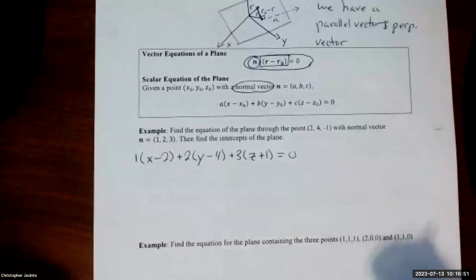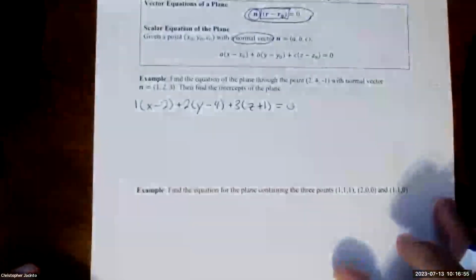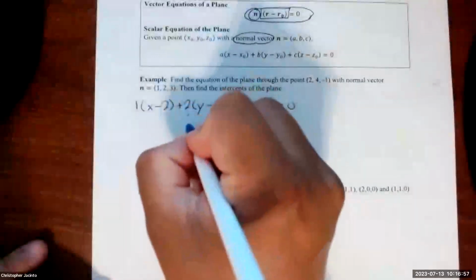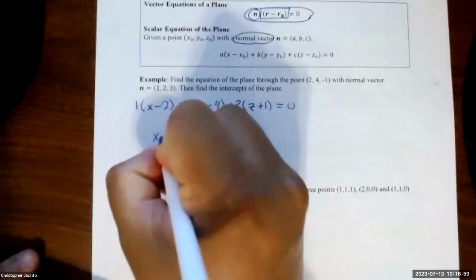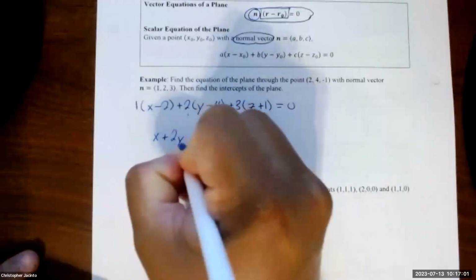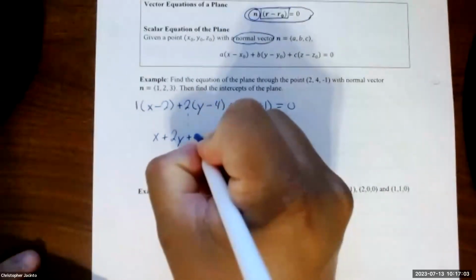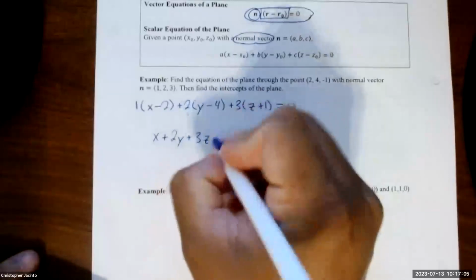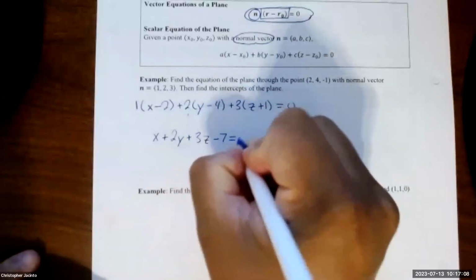Now you can distribute it. Sometimes your questions may ask you to distribute and find what the end result is. But after a little bit of time, I don't think you guys need me to do the whole distributive property and adding things together. I'll just give the end result. You see that.